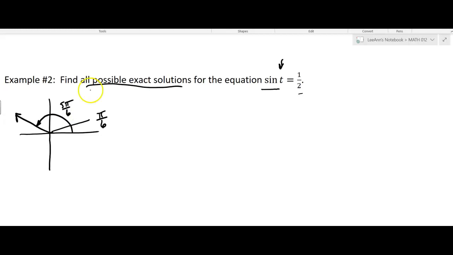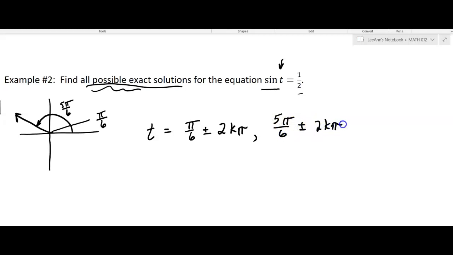Because we're doing all possible solutions, we have to keep adding 2 pi to those. So our solutions, t equals, well, pi over 6 plus or minus 2k pi, and then 5 pi over 6 plus or minus 2k pi. And that represents all the possible solutions.